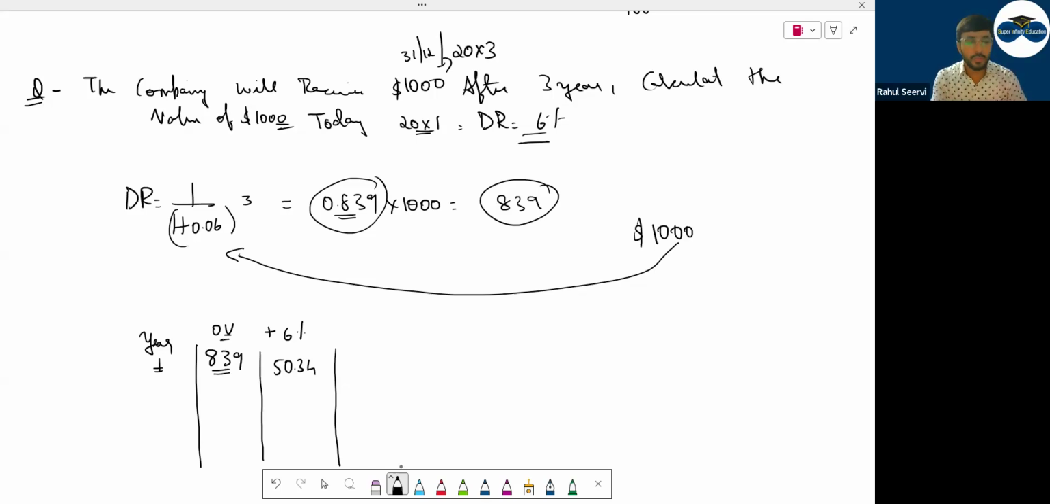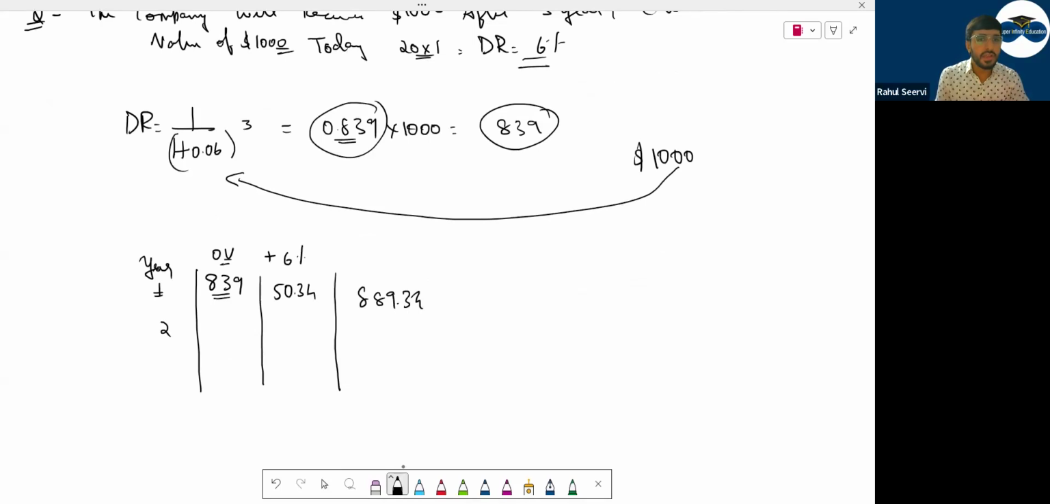How much will the value be at the end of year 1? 889.34. Next year, I'll take 889.34, again I will do into 6%, which is 53.36. I will add this: 889.34 plus 53.36. Can I say I'll be getting 942.7? Again in the third year I will take 942.7 into 6%.